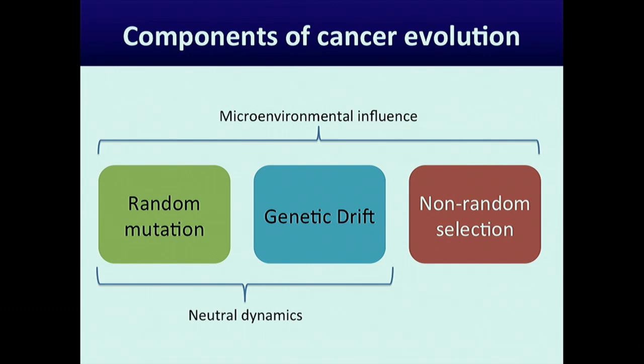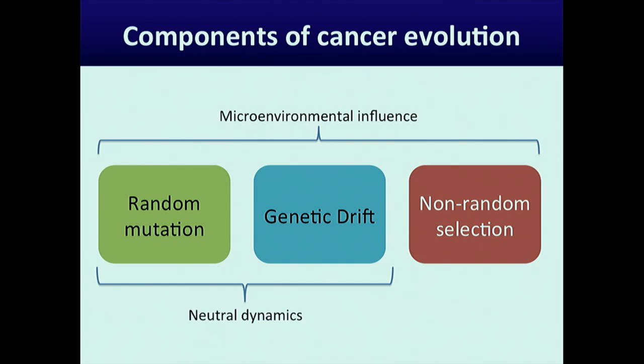So the goal of what we're trying to do is to read out these underlying causes of the evolutionary dynamics simply from the cancer genome itself. We know that the microenvironment has a strong influence, but we don't necessarily need to measure it to see the consequences of these selective forces at play, say, that are driven by the microenvironment.